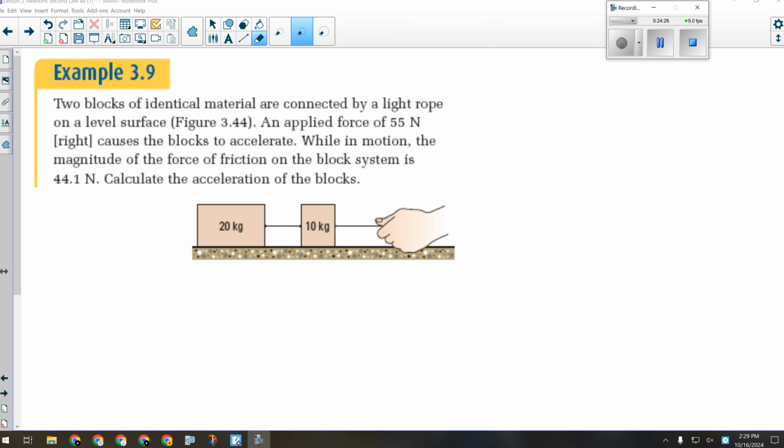Okay, so this type of problem is what we call a system problem. In a system, there's more than one mass. In this situation, there's a 10 kilogram mass that's got the applied force of the rope directly applied to it. And then there's a 20 kilogram mass that is attached to the 10 kilogram mass by another rope. Do the 10 kilogram mass and the 20 kilogram mass accelerate at the same rate?